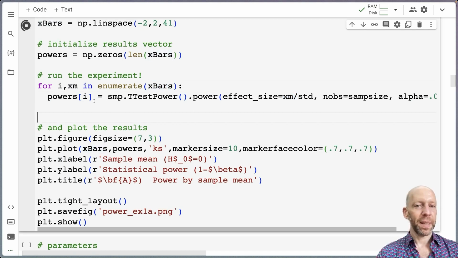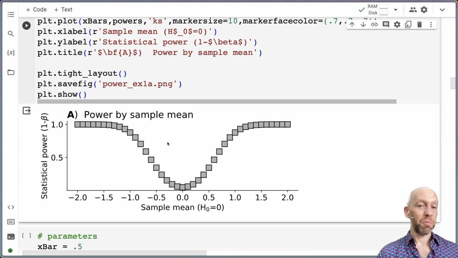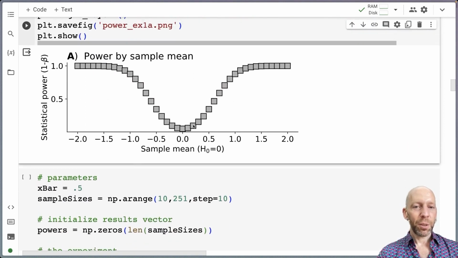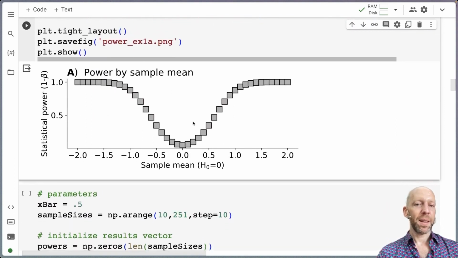So we just run this in a for loop and then visualize the results. So pretty straightforward in terms of code. And it is pretty interesting to see a couple things. First of all, power is always greater than 0, of course. It reflects the area under a probability density function.